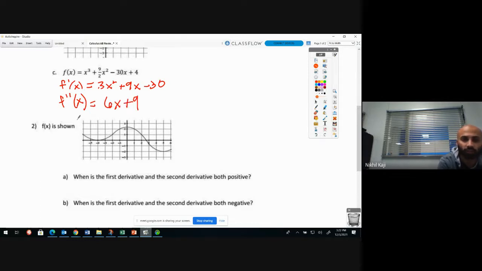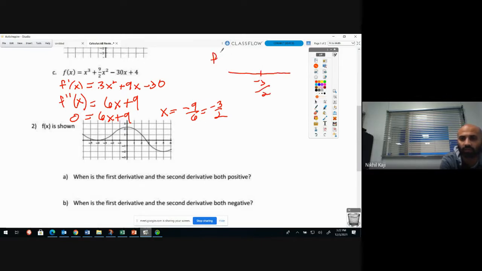Set that equals 0. That would be x equals -9 over 6, which is -3 over 2. It doesn't matter if you want to keep it there or not. Don't worry about the fraction.